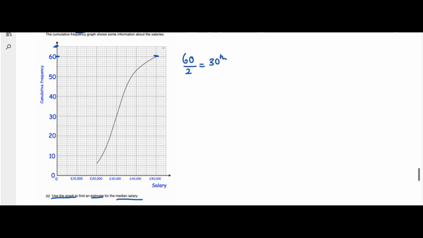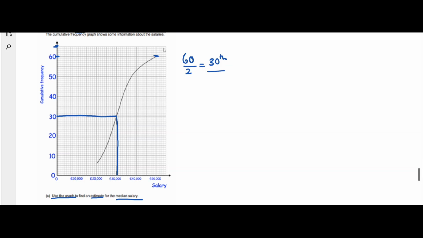We're looking for the 30th person's salary. So we go down to 30. You're going to use a ruler and a pencil. I'm not going to do that on here to save time, but we go across, hit your graph, and draw a line down, and that tells me that that is £30,000 salary.